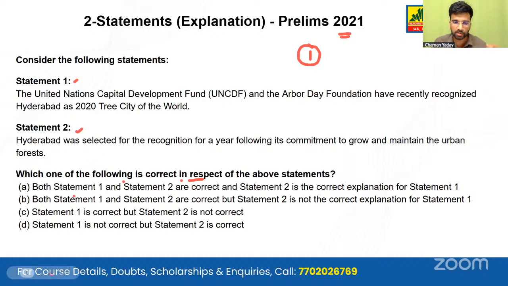So in this particular question, if we know that statement two is incorrect, then we can arrive at our answer that statement one is correct, but statement two is not correct. But had statement two also been correct, then what could have been done? Then we have to ponder whether statement two is correctly explaining statement one.